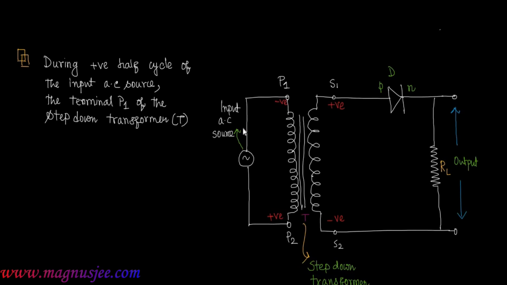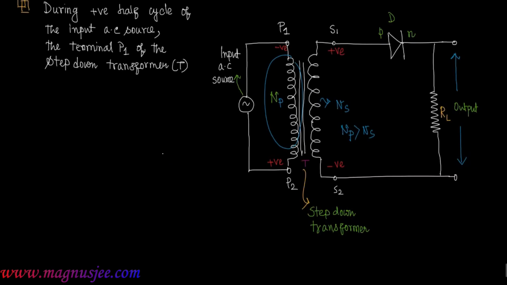In this case, say the number of turns in the primary coil is NP and the number of turns in the secondary coil is NS, and for a step down transformer NP is greater than NS. The number of turns in the primary coil is greater than the number of turns in the secondary coil.